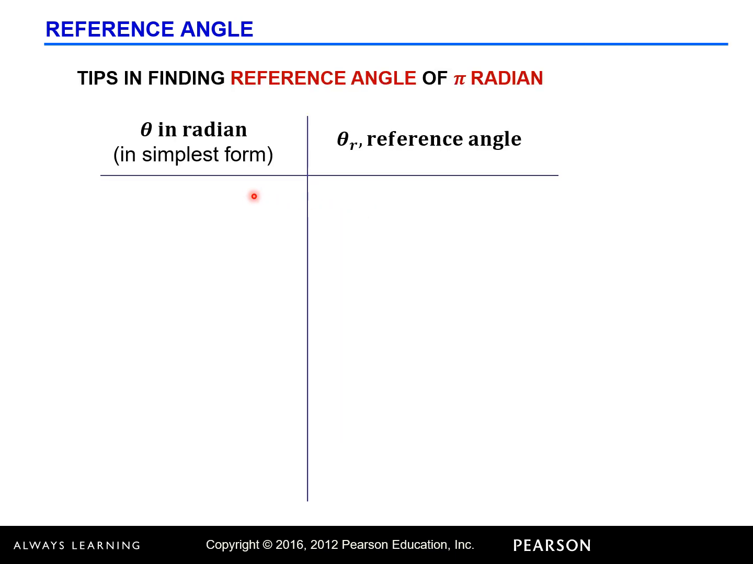I know that you find it hard in finding the reference angle when the given angle is in pi radian. But actually, finding the reference angle when the angle is in pi radian is the easiest way, provided this angle in radian is in simplest form. So I will show you the pattern or a shortcut for this.